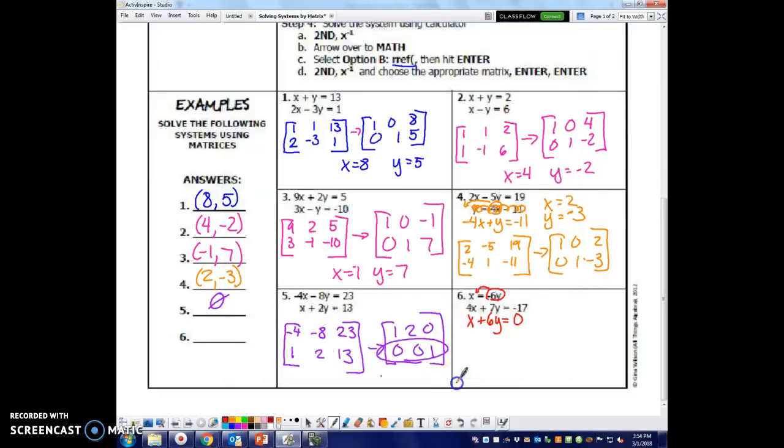Okay, so this one, sorry, I forgot to write it for you. 4, 7, negative 17, 1, 6, 0. It turns into 1, 0, negative 6, and 0, 1, 1. So our x is negative 6, and our y is 1.